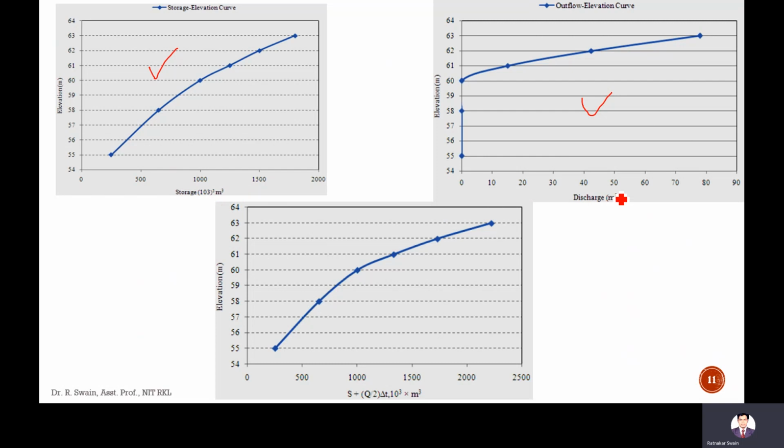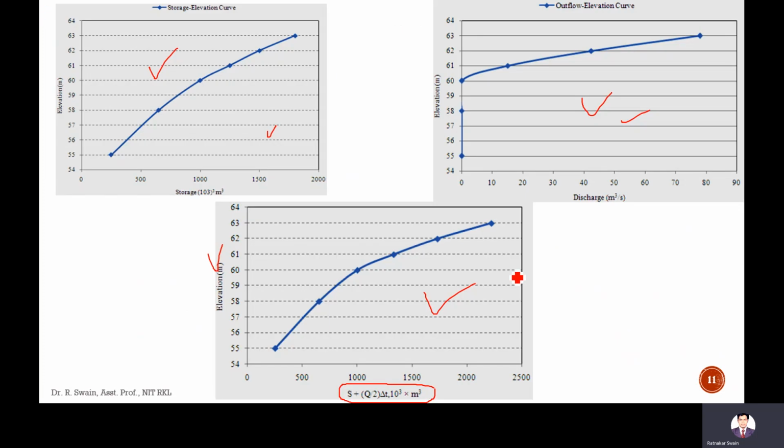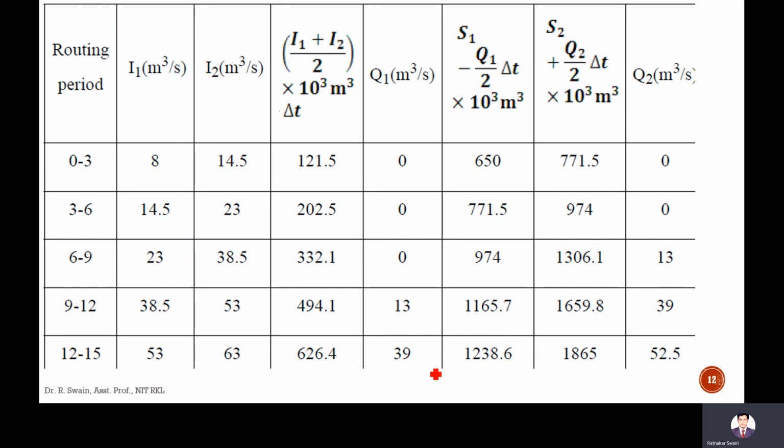Okay, so for the same set of elevations, we can determine the corresponding S and Q, and S plus Q by 2 delta T is calculated and plotted with elevation. This plot is required, and the inflow hydrograph is required before routing. This plot we can determine by adding these two plots. Okay, after plotting this, next is routing.